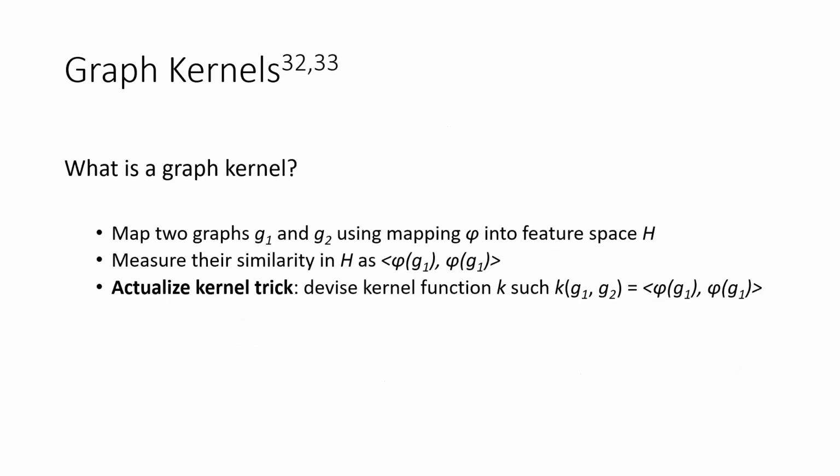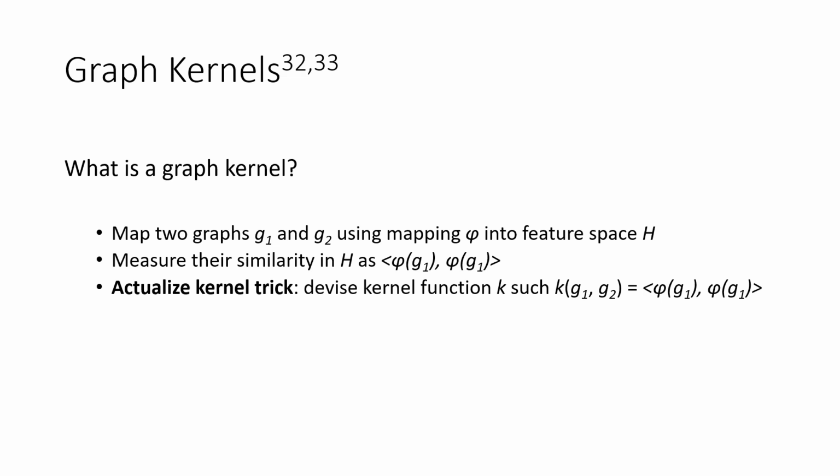Now, what's a graph kernel? The idea of the graph kernel is that assume I have two graphs. We saw how a graph is represented by nodes and edges between nodes. Now, if I have a function phi that maps every graph into a feature space.